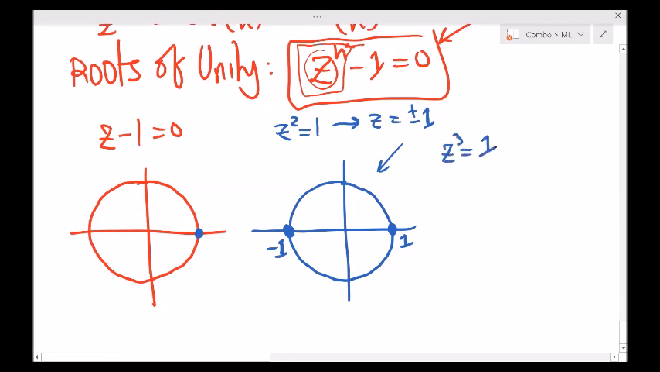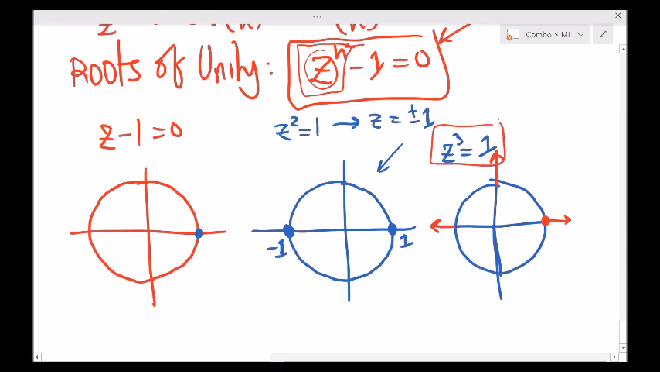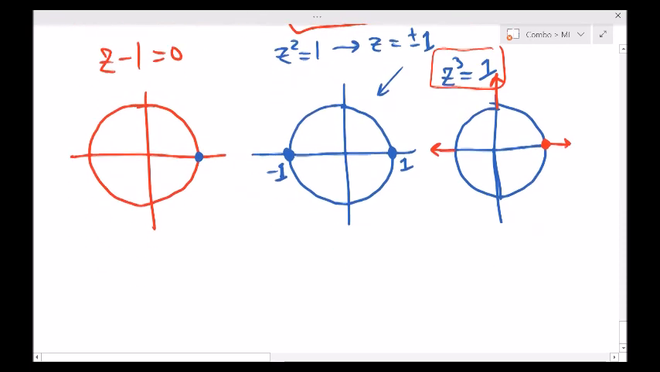z cubed equals 1. Now this one is not obvious, right? Well, we know one of the roots for sure. One of the roots is definitely 1 here. But technically, in the complex plane, we should be able to factor it out all the way, right? And the trick is just to use the formula that we have just learned. So let's just use the formula.